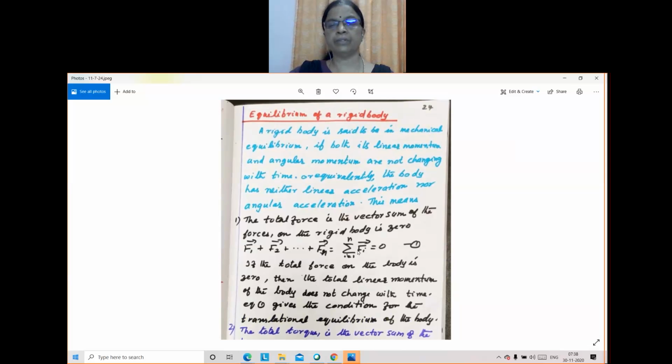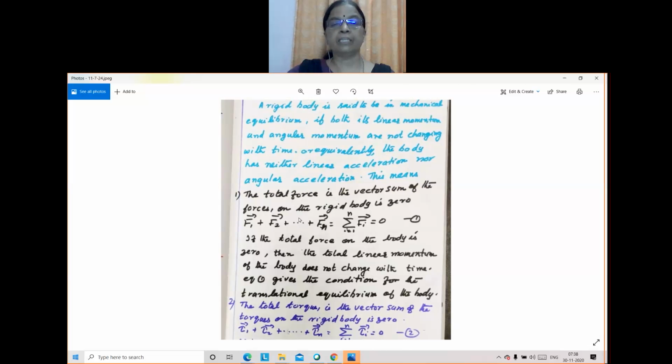That means which are the two equilibriums? Translational equilibrium: there is no translatory motion, there is no net acceleration along any direction. Net force equal to 0. That is the condition for translational equilibrium. Net vector sum of all the forces acting on the system is equal to 0. That is vector F1 plus vector F2 plus etc. vector Fn equal to sigma i equal to 1 to n Fi equal to 0. This is the condition for translational equilibrium. That is what we have studied in equilibrium of a particle.